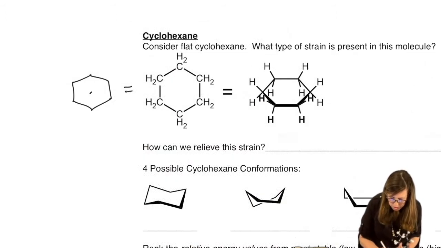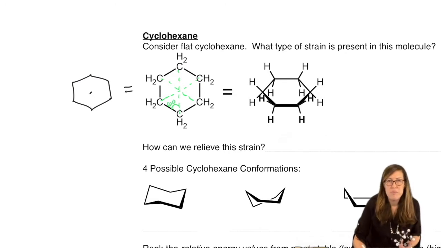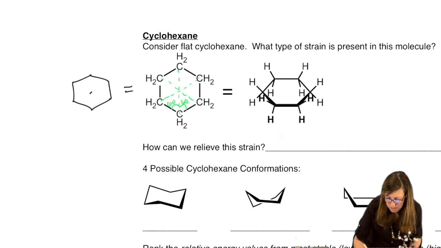Actually, I'm going to use a different color, let's do some green. Do a little geometry to convert these to lots of triangles, because triangles are easy to analyze geometrically. And if we know one bond angle is 60 for a triangle, we know the other one is as well. Then we know that the total bond angle for carbon would be 120 here.